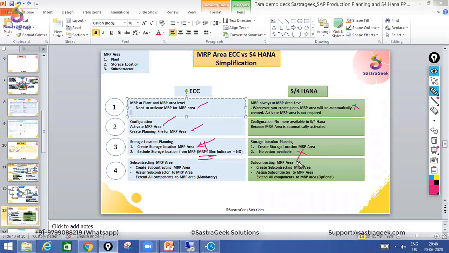Now what SAP S/4HANA is saying is, if you want to exclude the stock of a specific storage location, you just create an MRP area and put the ND indicator in that storage location, done. You don't need to do anything else. We will see in the system how SAP has removed these things. Now the fourth point is the subcontracting MRP area.